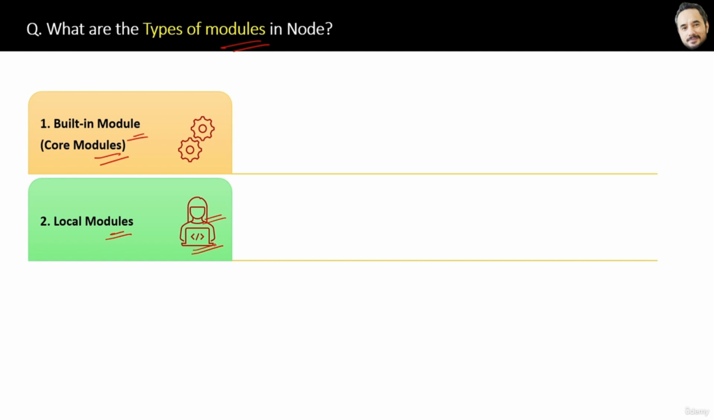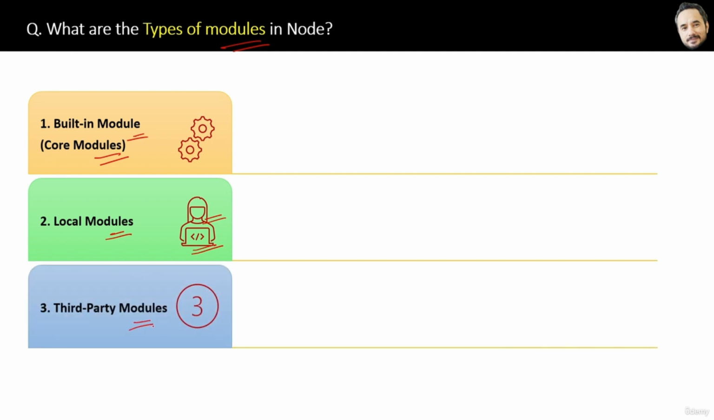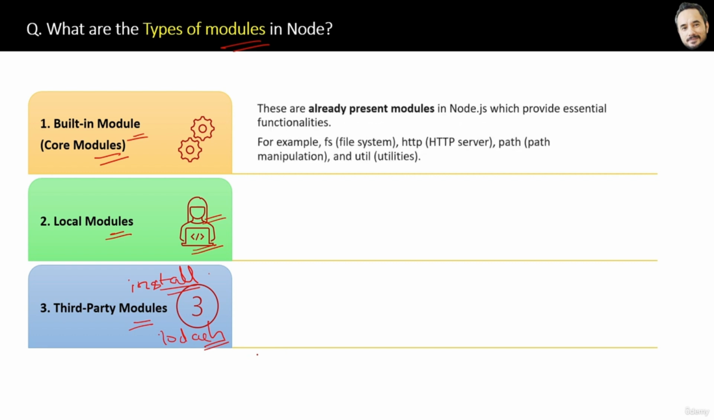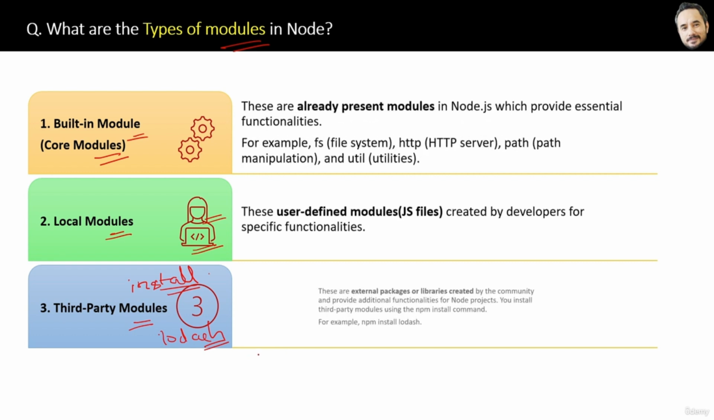Last are third-party modules. These are external packages or libraries created by the community outside, basically providing additional functionalities for your Node projects. To use them, you have to first install them, because they are not already present in Node. You can install them with npm install commands, like npm install lodash. Lodash is an external package, a third-party module, and then you can use it in your application. Great, these are the three types of modules, and all I have explained is written here for later revision from the book.